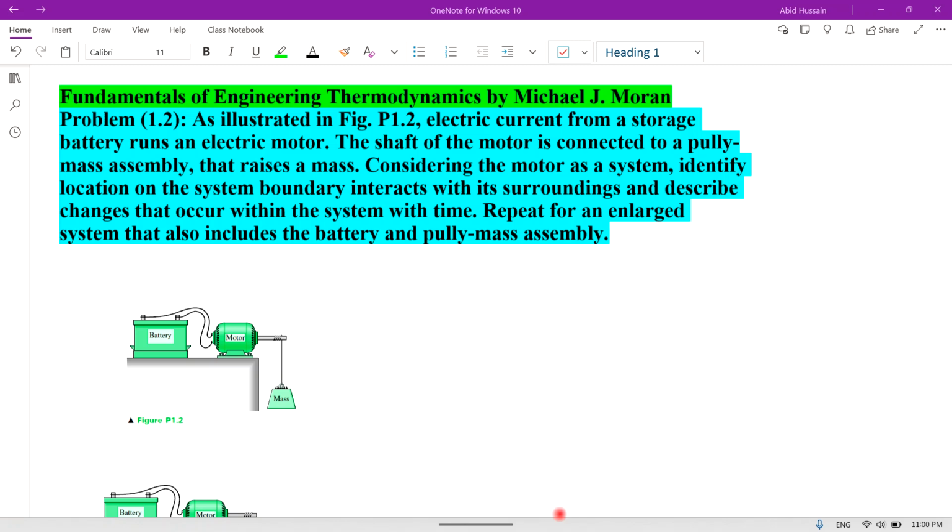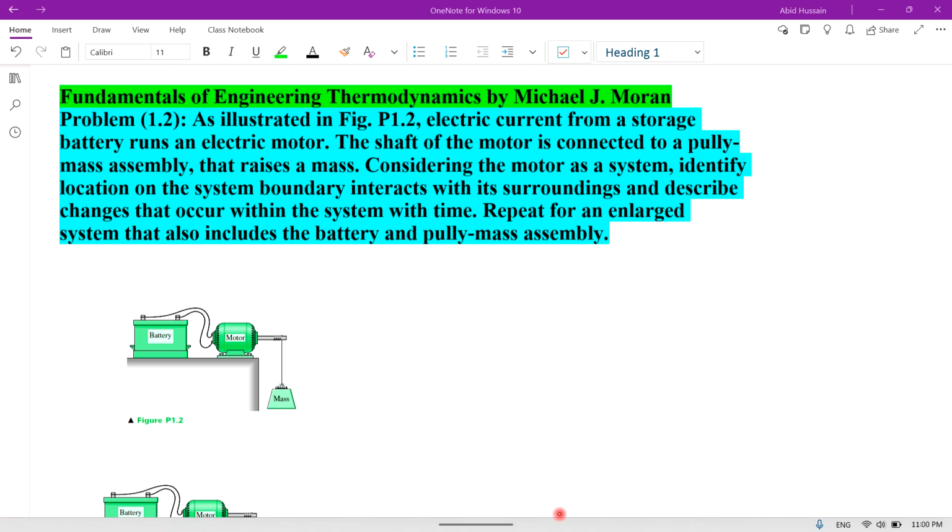In today's lecture, we are solving problem 1.2 from Fundamentals of Engineering Thermodynamics by Michael J. Moran. Problem 1.2 is as illustrated in figure P1.2. Electric current flows from the storage battery. This is the battery. The electric current runs an electric motor. The shaft of the motor is connected to a pulley mass assembly that raises a mass.